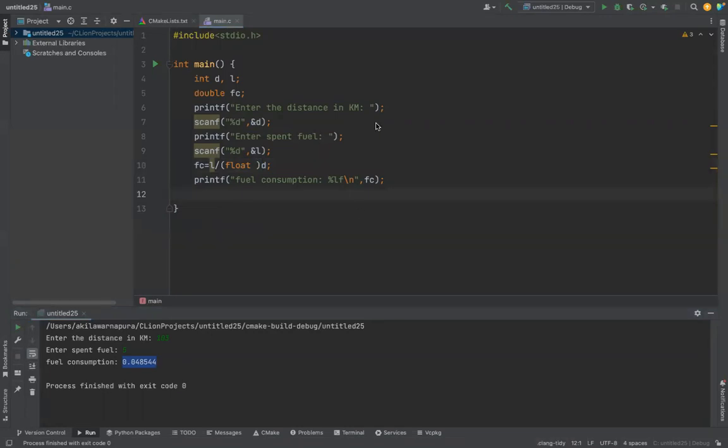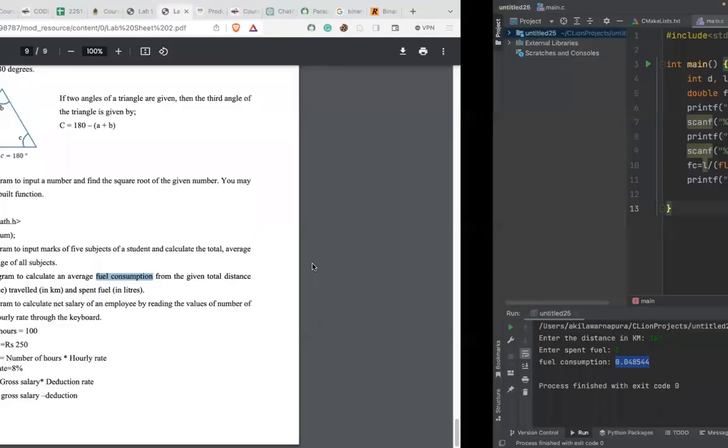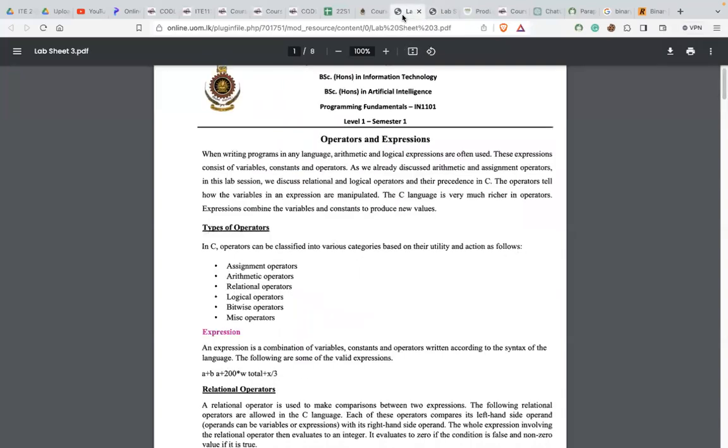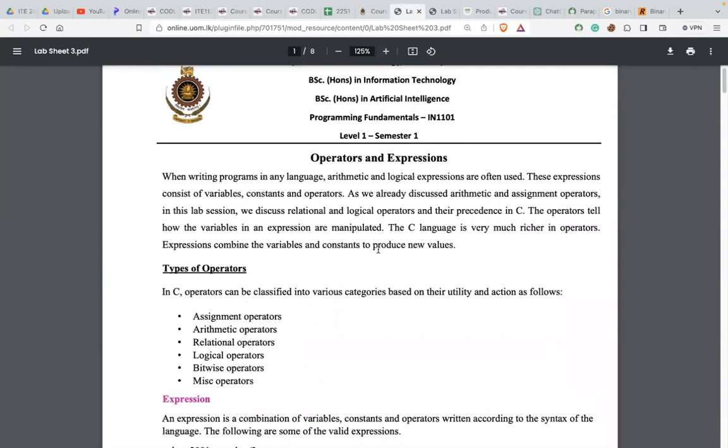Any other issues? Shall we move to today's lab session, or do you have any other issue? Okay, it seems you don't have any issues. Therefore, I will move to arithmetic operators and expressions.